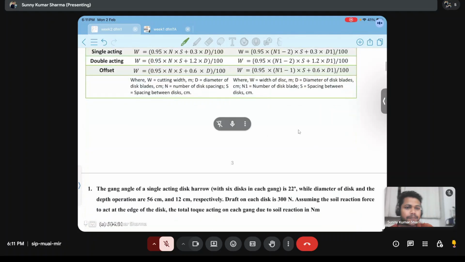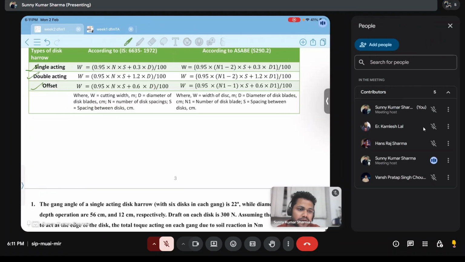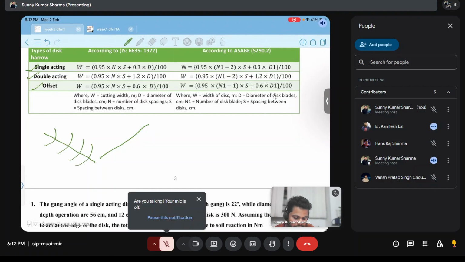What is like, how many types of disc harrow are there? One is single acting, one is double acting, one is offset. So Kamlesh, do you know the difference among these? What is single acting, what is double acting, what is offset? Sir, in single acting disc harrow, I think we have a V shape type of gang in which we place some number of discs, more than four.